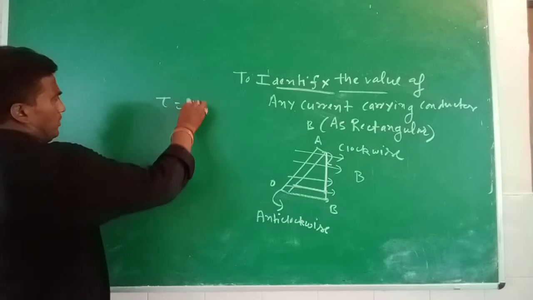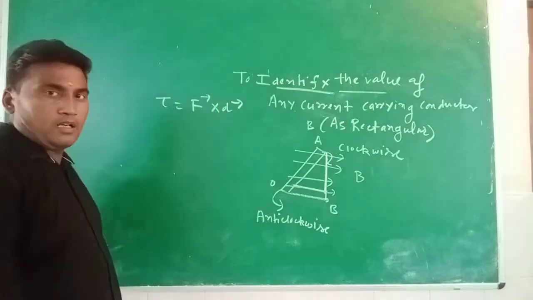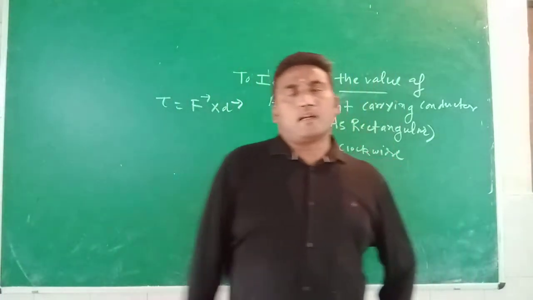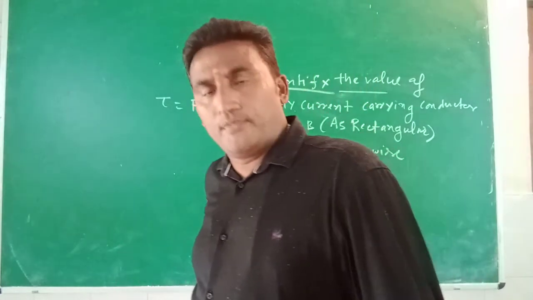Tau is equal to vector F into D. What is the torque or the moment of force? When any object moves around its own axis, that is known as the torque or moment of force.